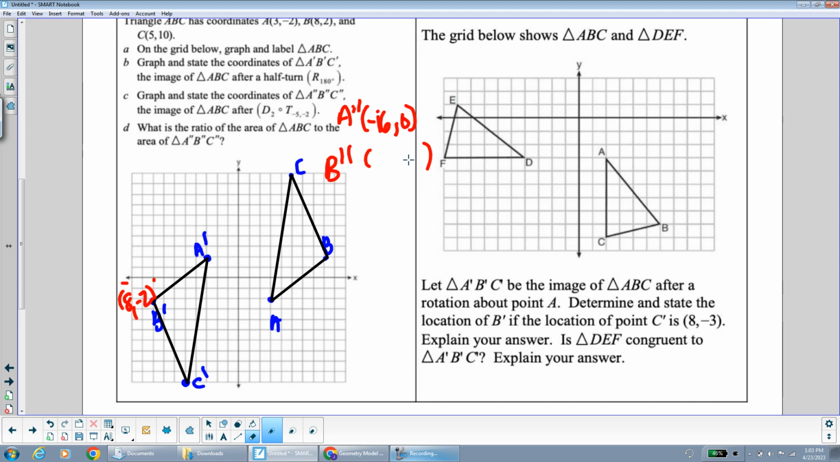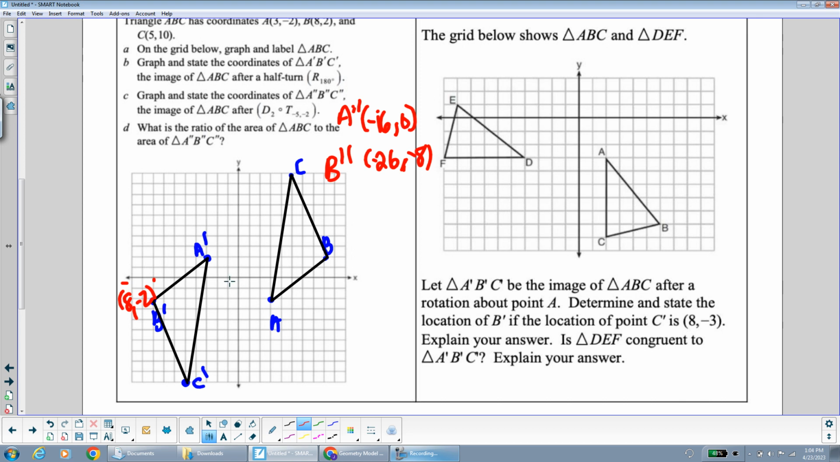-8 minus 5. Let's try that again. Is -13. And as we said before, -2 minus 2 is -4. So then when we dilate it by a scale factor of 2, that would be -26, -8. Definitely can't graph that on this grid.